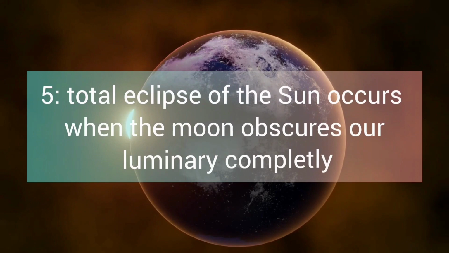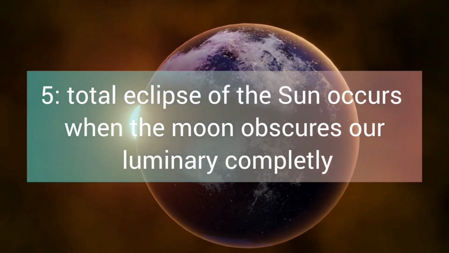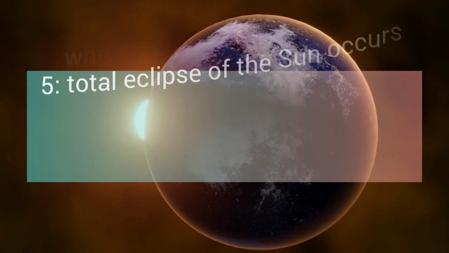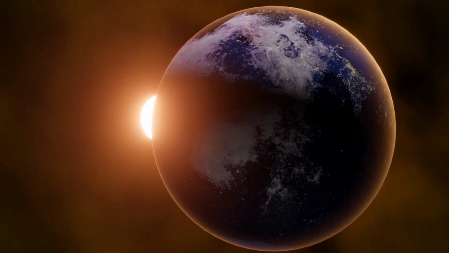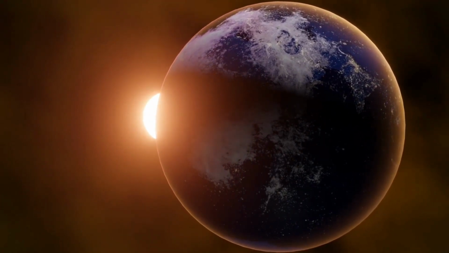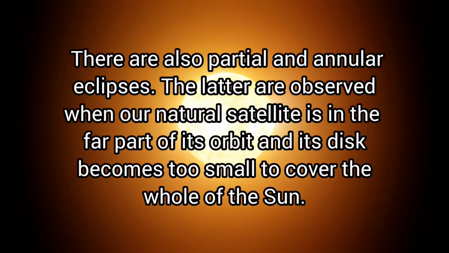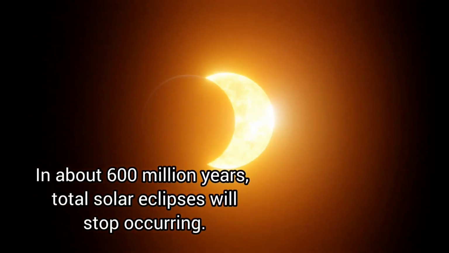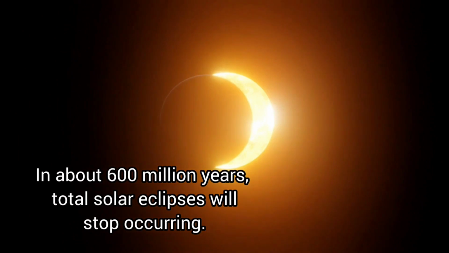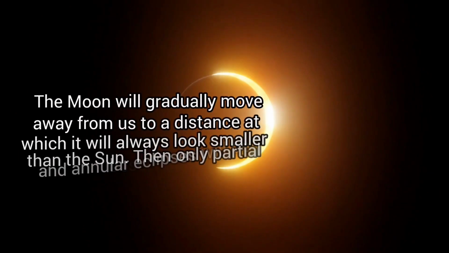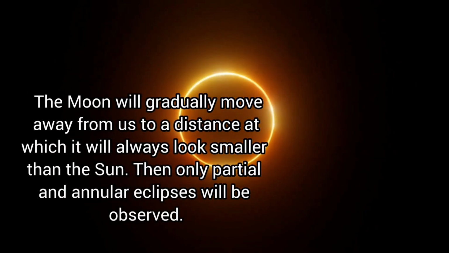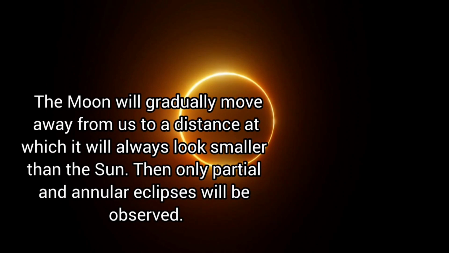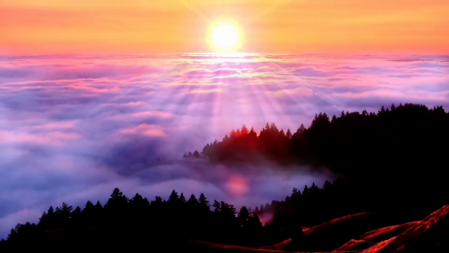Total eclipse of the Sun occurs when the Moon obscures our luminary completely. There are also partial and annular eclipses. The latter are observed when our natural satellite is in the far part of its orbit and its disk becomes too small to cover the whole of the Sun. In about 600 million years, total solar eclipses will stop occurring. The Moon will gradually move away from us to a distance at which it will always look smaller than the Sun. Then only partial and annular eclipses will be observed.